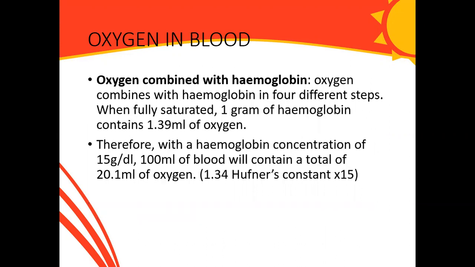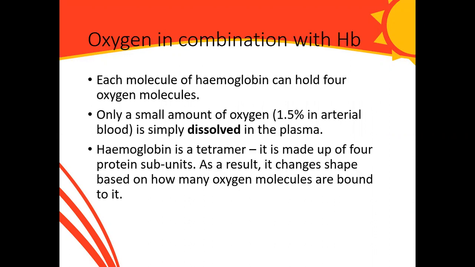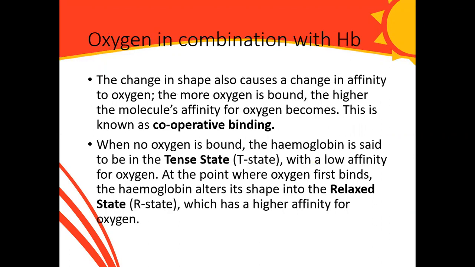The second form of oxygen present in the blood is the oxygen that is combined with hemoglobin. And combination of oxygen and hemoglobin occurs in 4 different steps, and the subsequent steps are faster than the previous ones. When fully saturated, 1 gram of hemoglobin contains about 1.39 ml of oxygen. So if you have an average hemoglobin concentration of 15 grams per dL, 100 ml of blood will contain a total of 20.1 ml of oxygen if you use Hufner's constant of 1.34. All right, I mentioned this before, we'll just go through it.